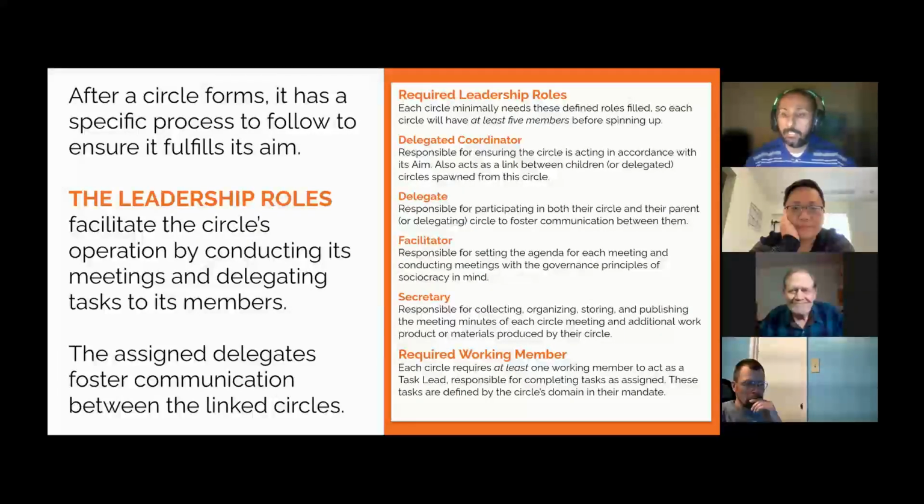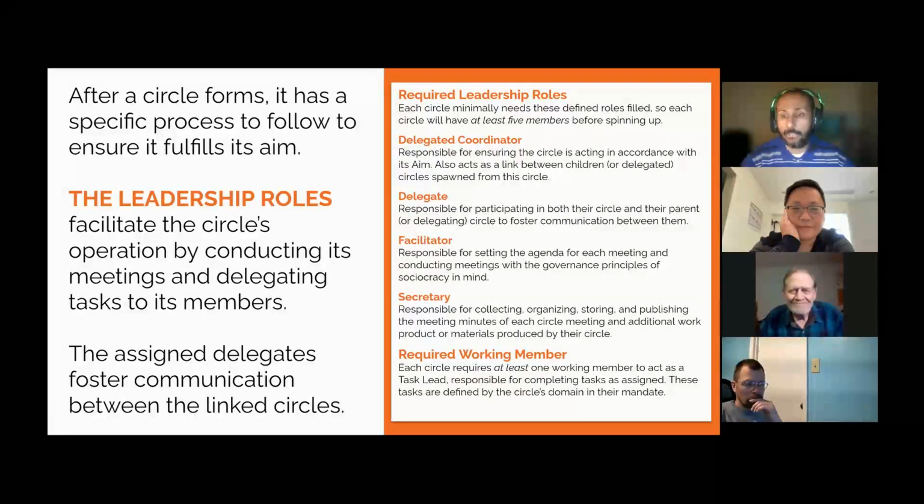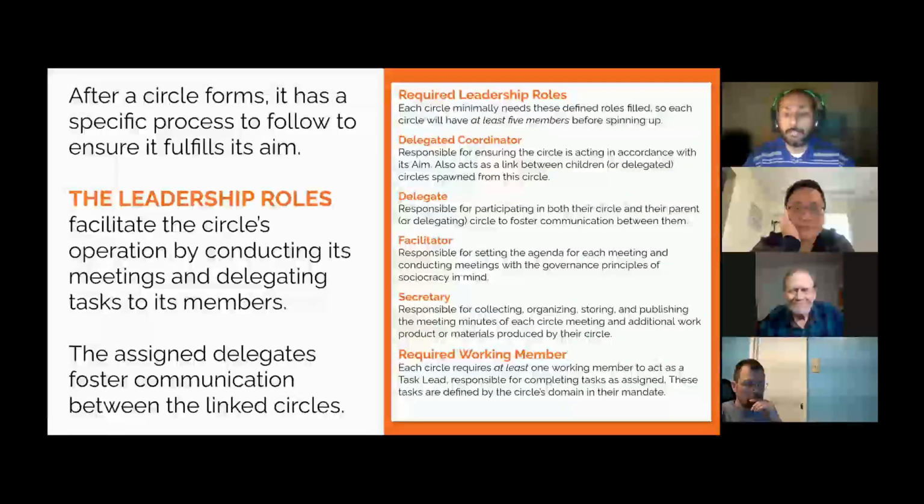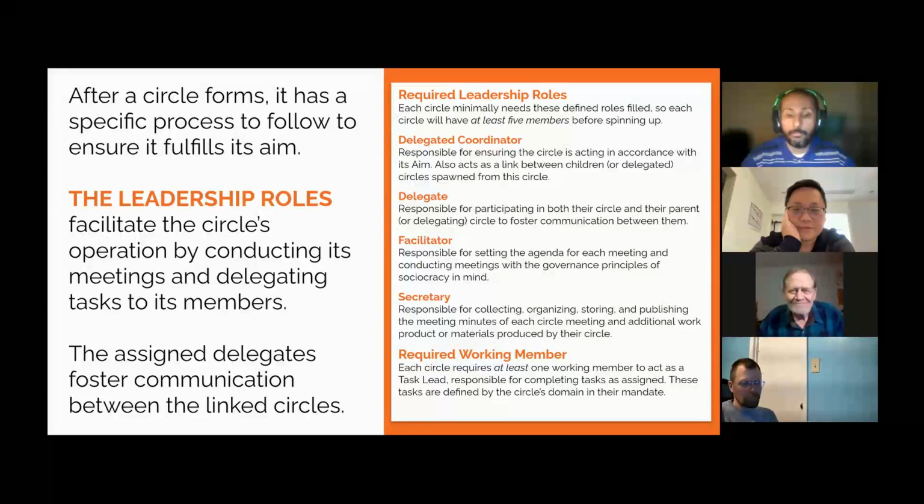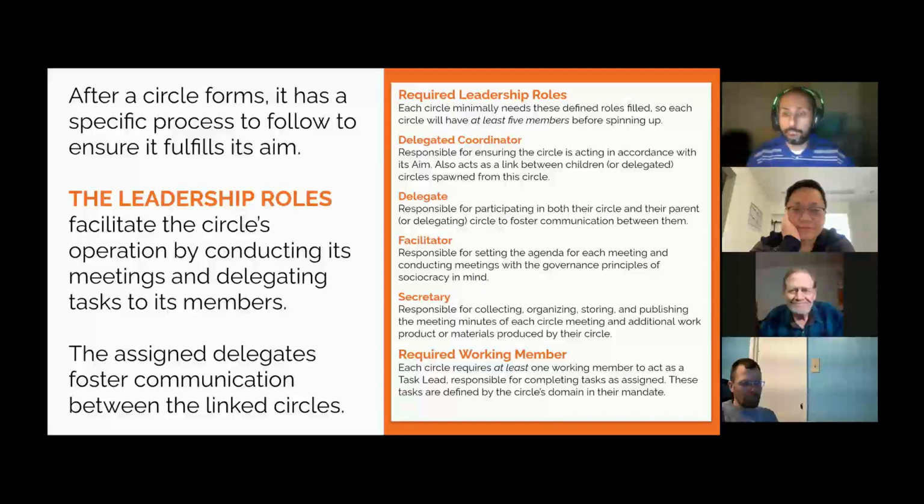Then you have the delegate. The delegate is responsible for participating in both circles, the parent and the child, and supports the communication between the child and the parent. The facilitator is responsible for setting up agendas for each meeting and conducting the meetings with the governing principles of Sociocracy in mind. They'll be similar to a chair. The secretary is responsible for collecting, organizing, storing, and publishing the meeting minutes of each circle's meeting and additional work product or materials produced by their circle. So basically, they deal with all the documentation and whatnot.